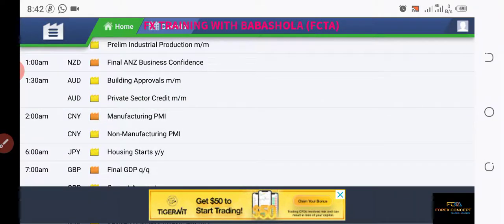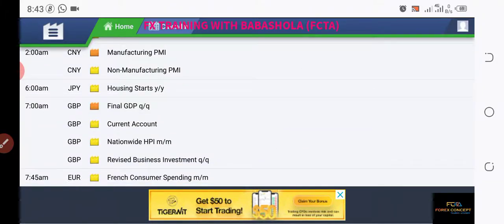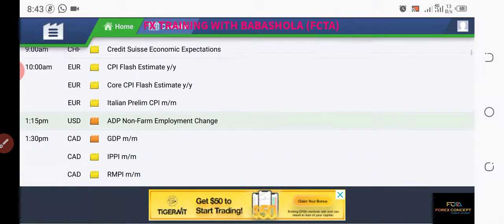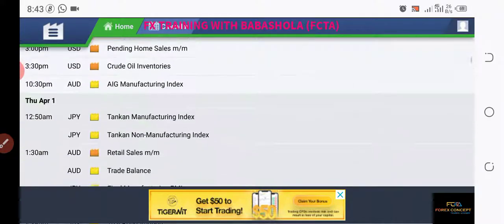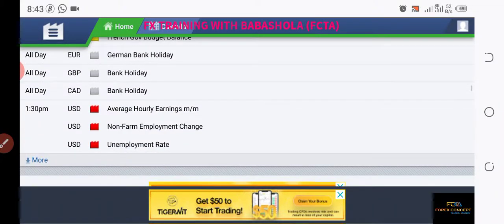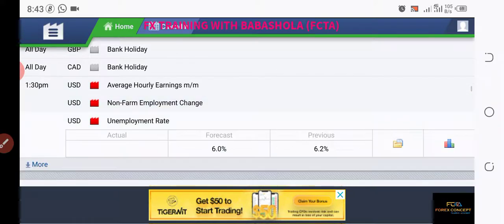2 a.m. Chinese manufacturing PMI, GBP quarter on quarter GDP. Then USD we have ADP non-farm employment change, and monthly GDP on the Canadian dollar. I think the only high impact news that I know can move the market is on Friday, and that is non-farm employment change, which is expected to increase, and the unemployment rate, which is expected to decrease.